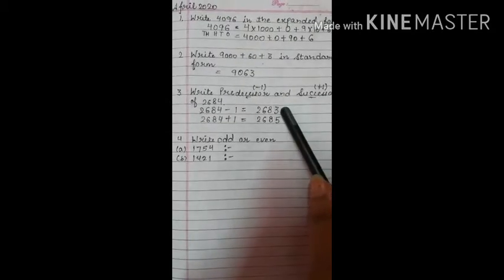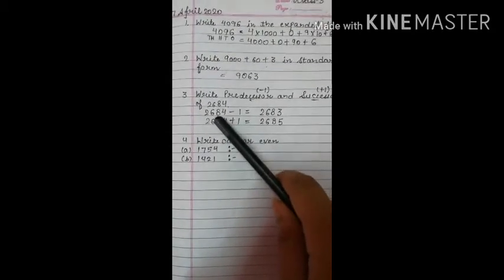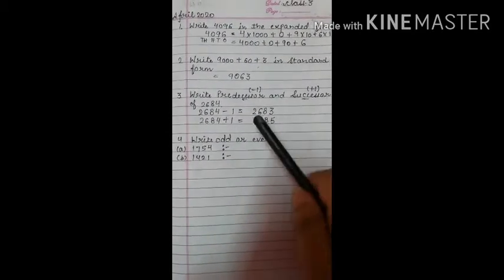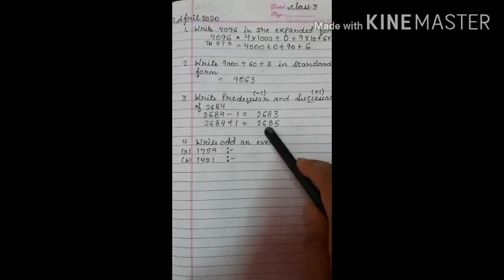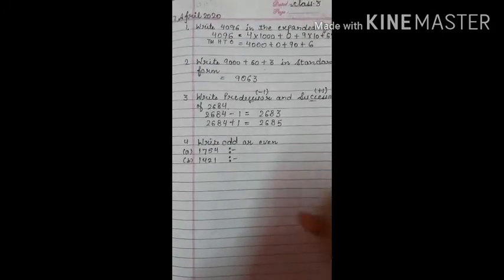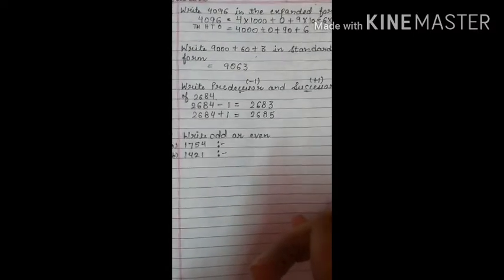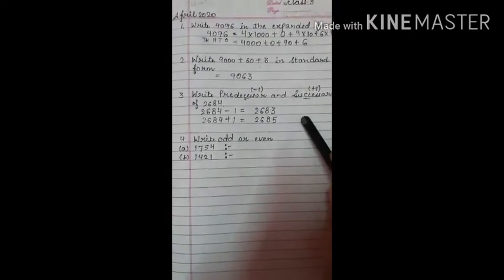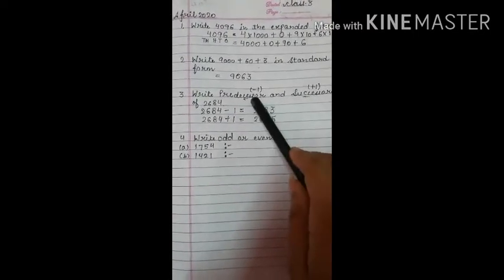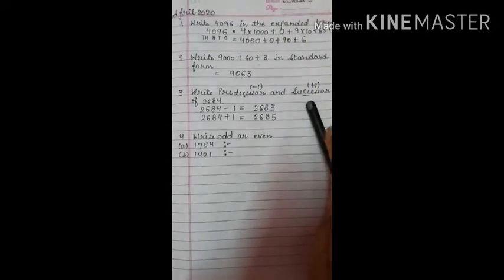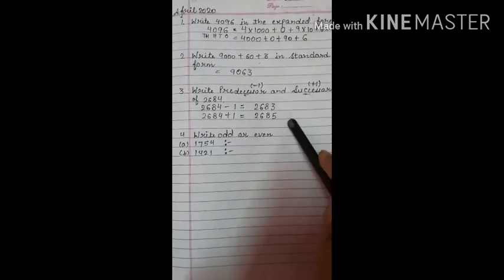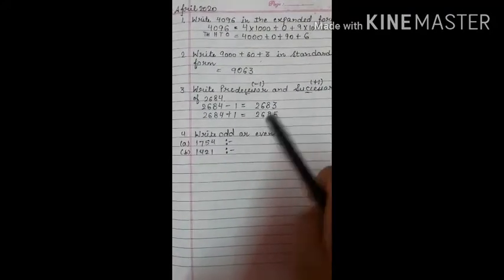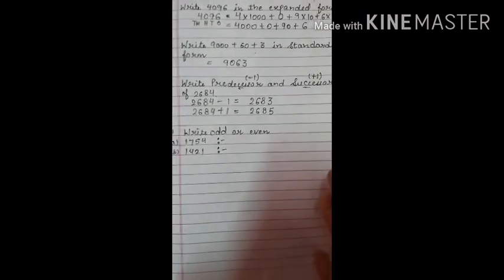Means 2683 is the number that comes just before 2684, and 2685 is the number that comes just after 2684. So here we have the two terms, predecessor and successor. Predecessor is before and successor is after. I hope this is clear to everyone. So just keep it in your mind that predecessor is just before and successor is just after.